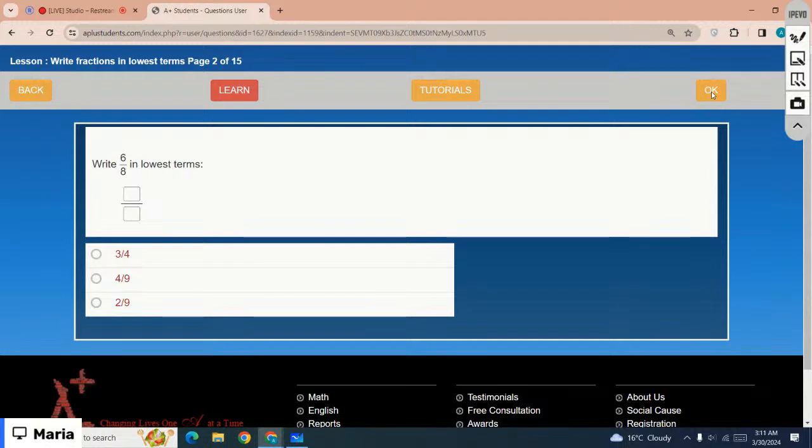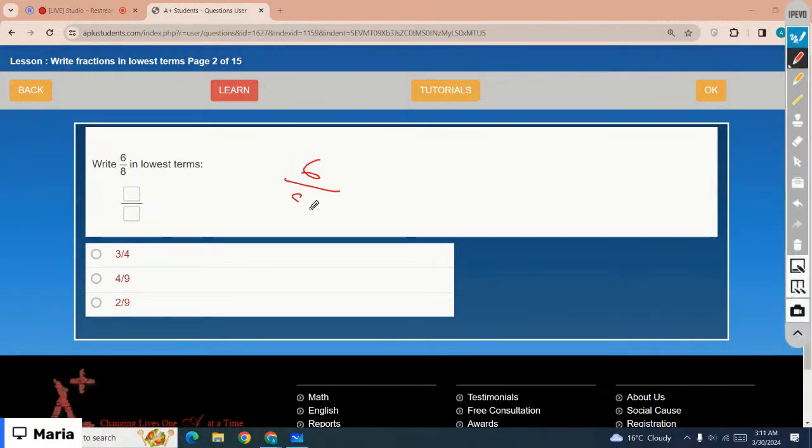Right, 6 by 8 in lowest term. So you have to find the greatest number that can divide both numerator and denominator. Which is the number that can divide both? 2 it is, right? So simply divide them by 2. 6 divided by 2 is 3 and 8 divided by 2 is 4. 3 by 4. Now that 3 by 4 is the lowest term. You don't have any greatest number that can divide both 3 and 4 other than 1, right? So the correct option is 3 by 4. Option number 1 is the correct option. Got it?